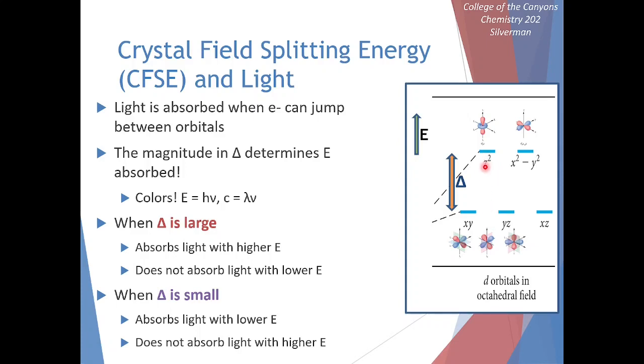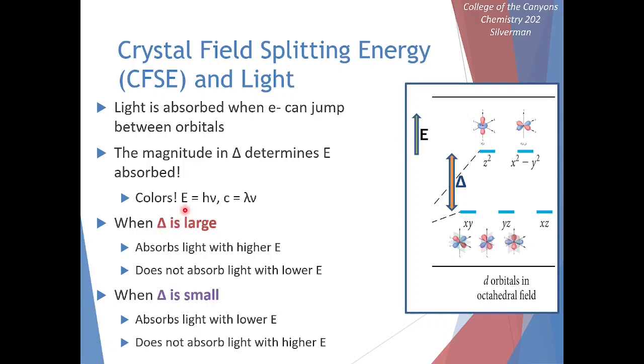As it turns out, this delta oftentimes corresponds to visible light. It does depend on the specific metal and ligand that we have in our complex, but it is oftentimes in the visible light region. What that means is our complex will also appear one of the colors that we can see with our eyes. We can do some calculations, right?